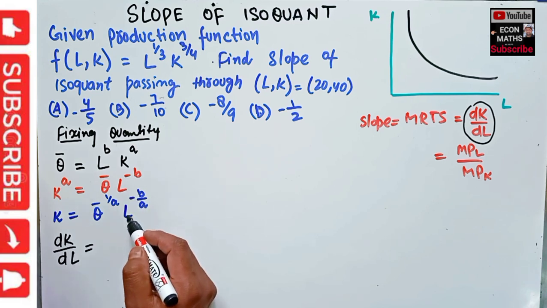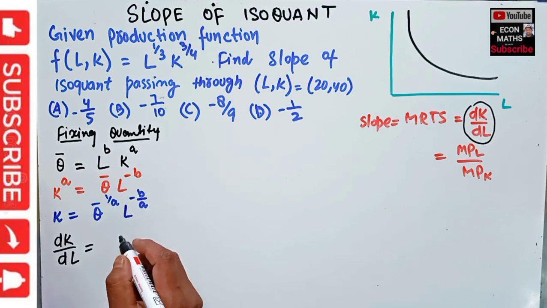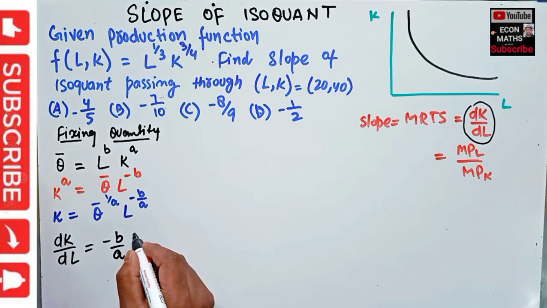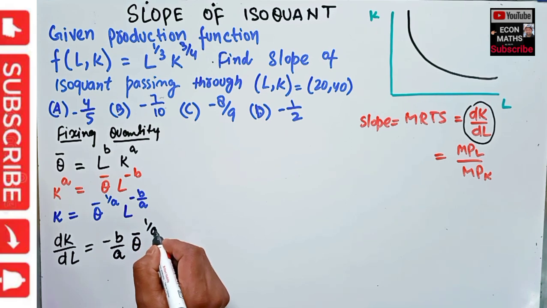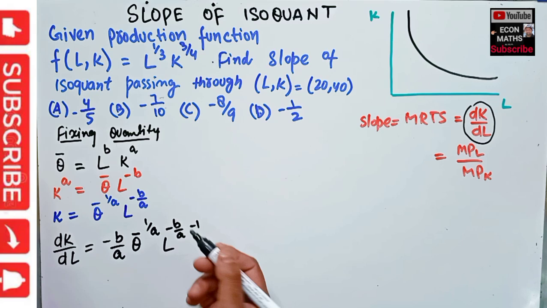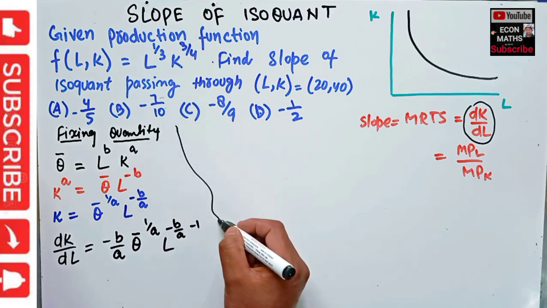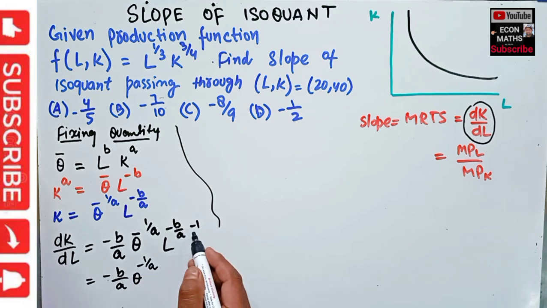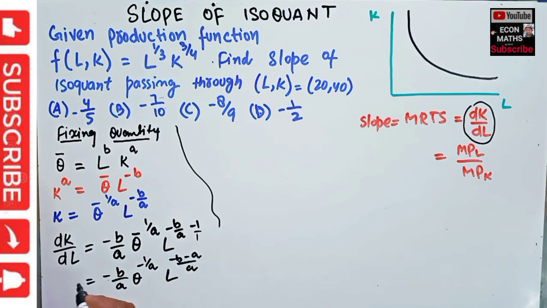And what is the derivative of L to the power minus b upon a? So minus b upon a will become the coefficient, q bar. We have 1 upon a, L to the power minus b upon a minus 1. By the power function rule, solving it further, we will get minus b upon a, q to the power minus 1 upon a. So cross multiplying, we will get L to the power minus b minus a divided by a. Okay, so this is our dk upon dl.